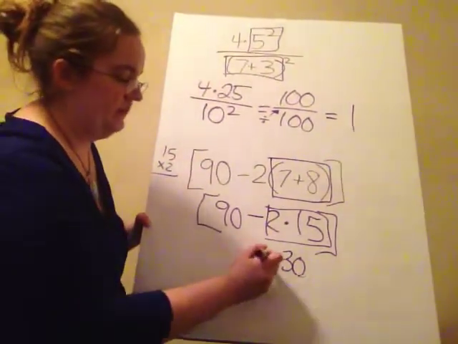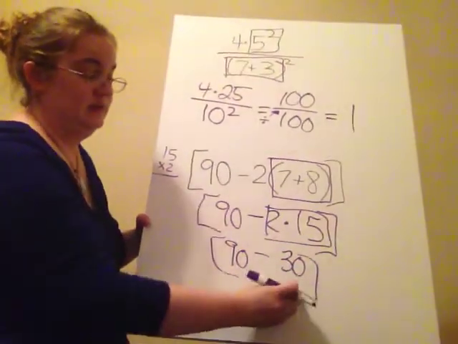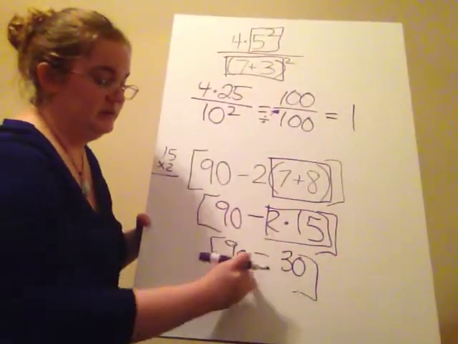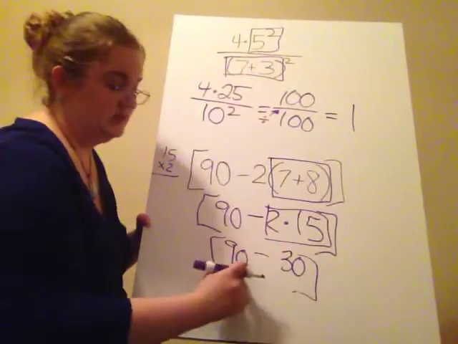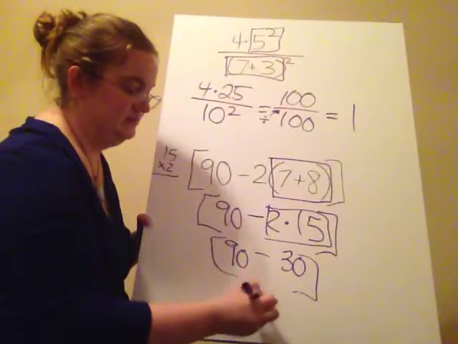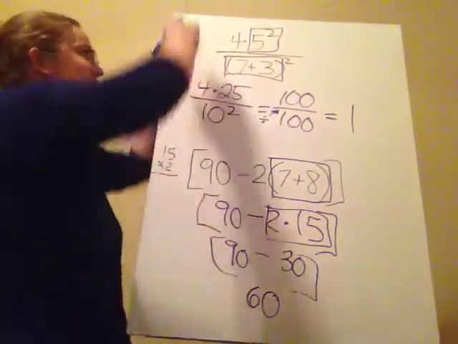Alright. And finally, now that I've got my 30, I brought down the 90 minus 30. Well, 9 minus 3 is 6, and of course 0 minus 0 comes out with 60. All right, your turn.